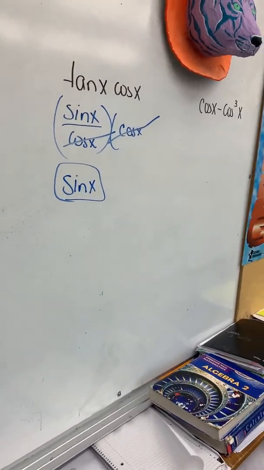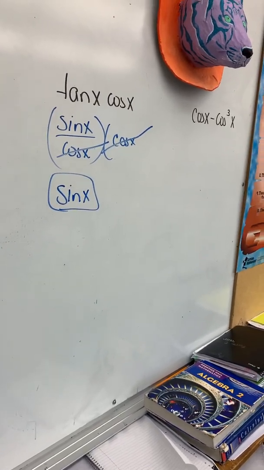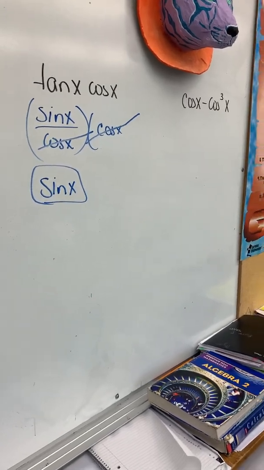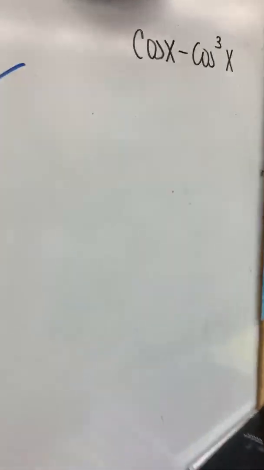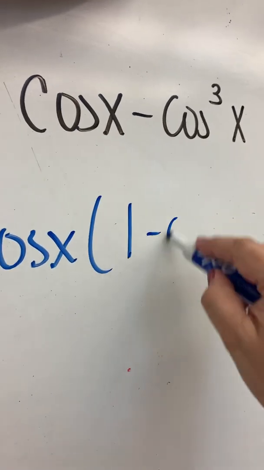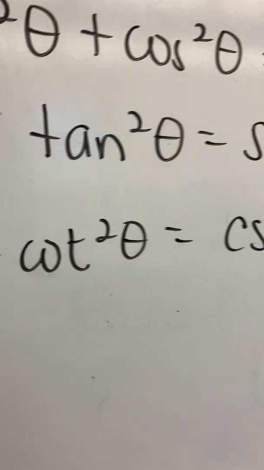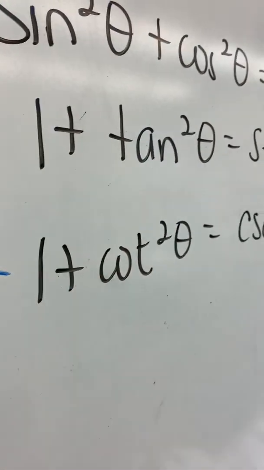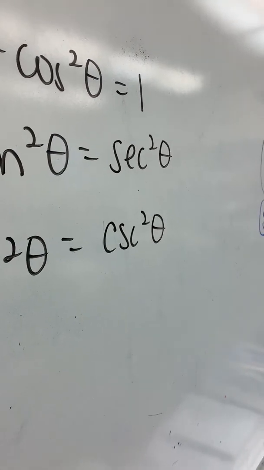So that's the easy ones. The next one. What can you factor out of there? Pull a cosine out. So then I'm left with 1 minus cosine squared x. These basic functions, these three, are manipulatable, because they all have cosines together.